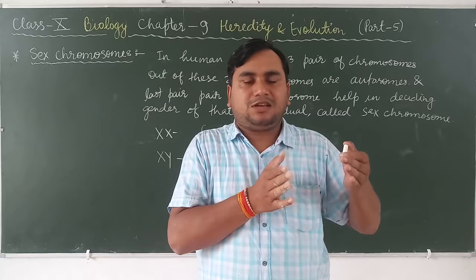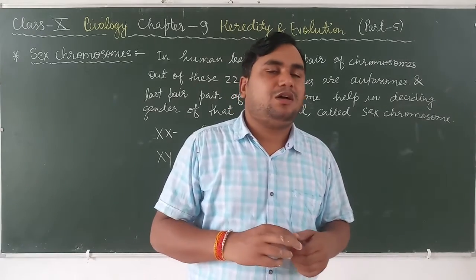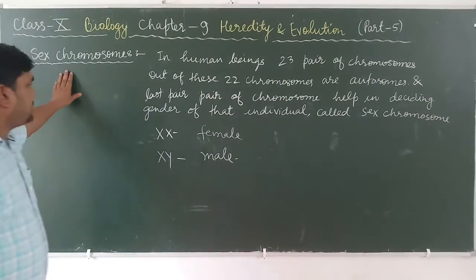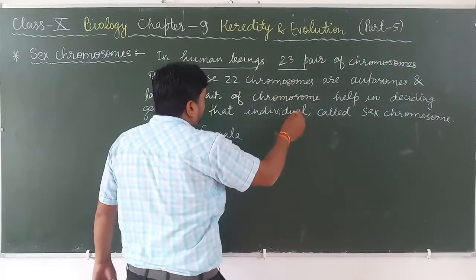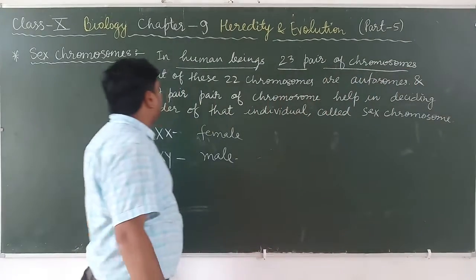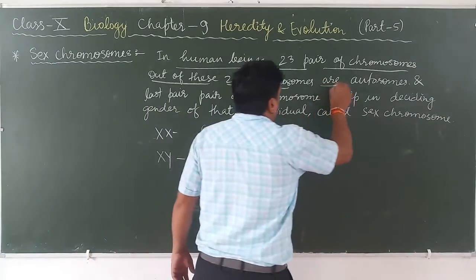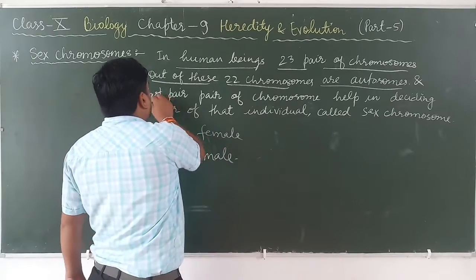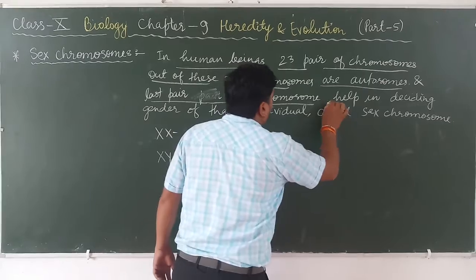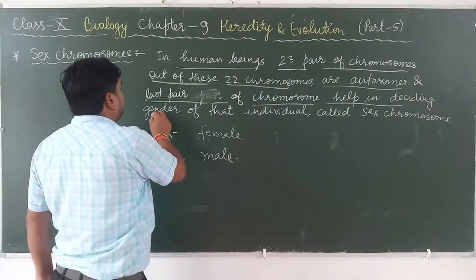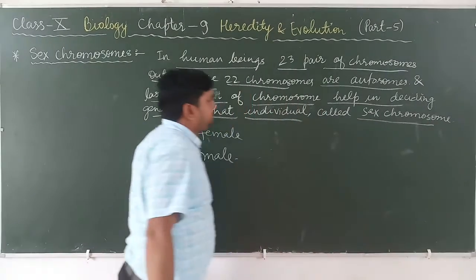So the question arises here, what is sex chromosome? Let us consider one by one the definition of sex chromosome. In human beings, 23 pairs of chromosomes are found. Out of these, 22 are autosomes, and the last pair of chromosomes helps in deciding the gender of that individual, that is called sex chromosome.